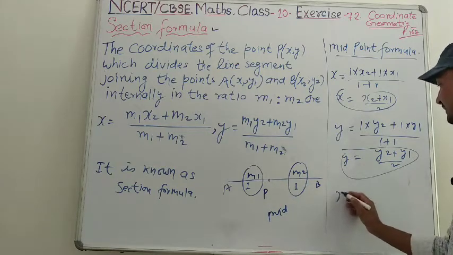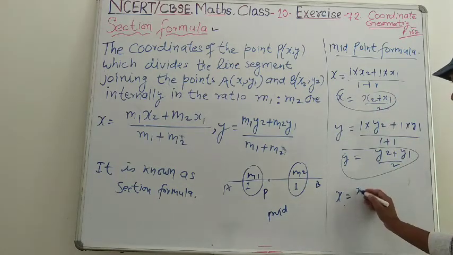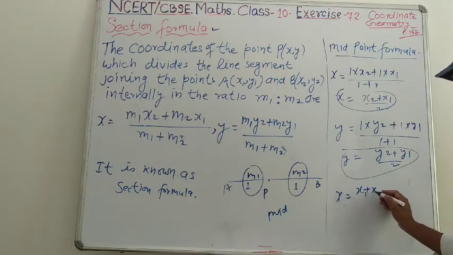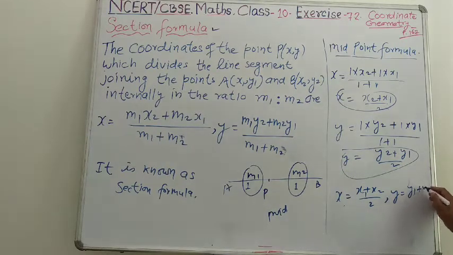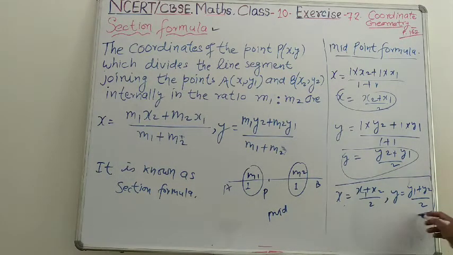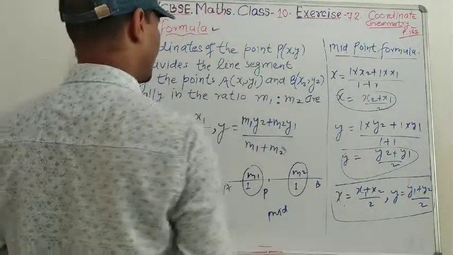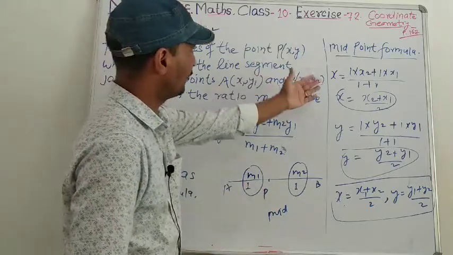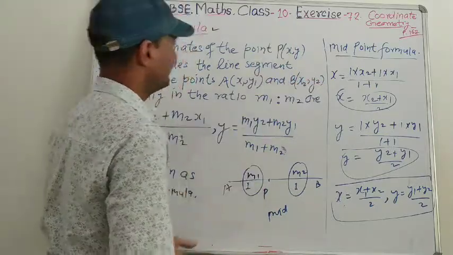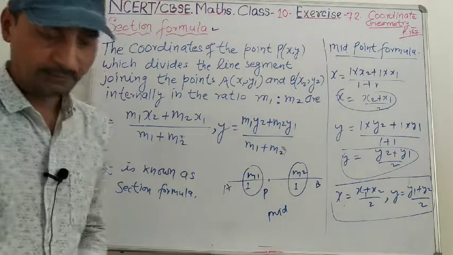Otherwise you can write generally x is equal to x2 plus x1, also can be written as x1 plus x2 by 2, and y is equal to y1 plus y2 by 2. y1 plus y2 or y2 plus y1 is the same thing, so this is called the midpoint formula. In the midpoint formula, P comes in the middle so the ratio becomes 1 and 1. In the place of m1 and m2 we can put 1 each, so we can get the midpoint formula.